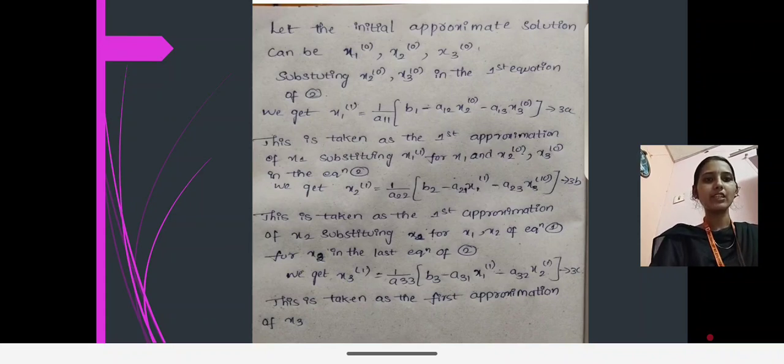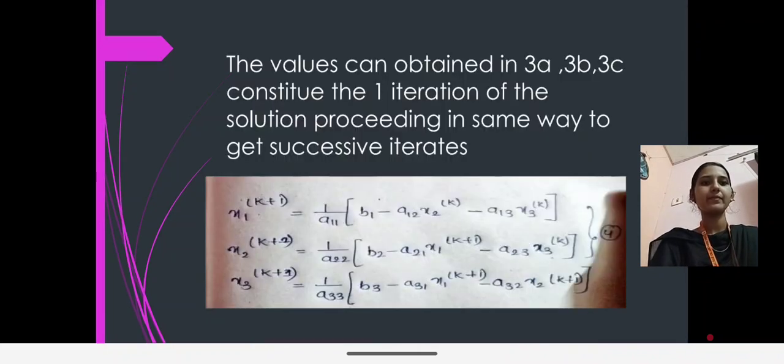This is taken as the first approximation of x2. Substituting x1^(1), x2^(1) in the last equation of 2, we get x3^(1) = 1/a33 (b3 - a31x1^(1) - a32x2^(1)). Equation 3c. This is taken as the first approximation of x3. The values obtained in 3a, 3b, 3c constitute the first iteration of the solution. Proceeding in the same way, we get successive iterates.